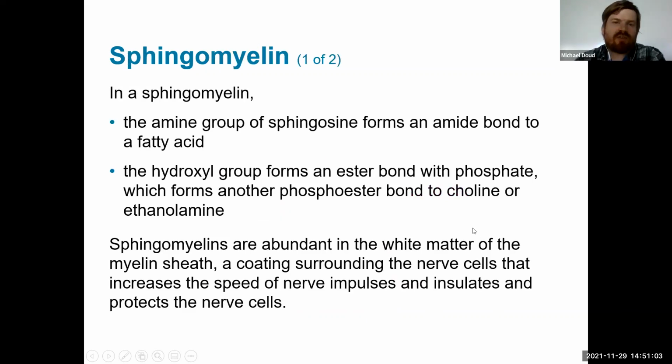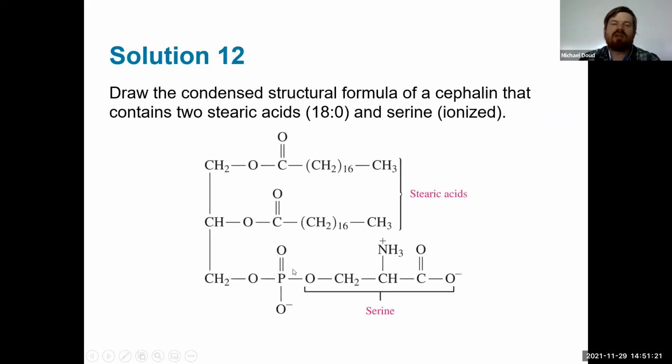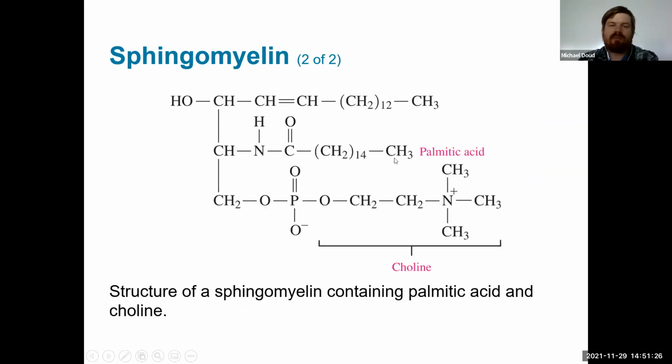Okay, so what's even trickier than glycerophospholipids is sphingomyelin. So the amine group of sphingosine is going to form an amide bond to a fatty acid rather than an ester bond. The hydroxyl group will actually form an ester bond with phosphate, and that's going to continue on to a phosphoester bond, just like what we were seeing here for the glycerophospholipids. So here's an example of sphingomyelin.